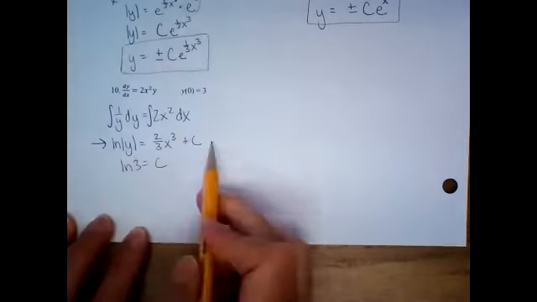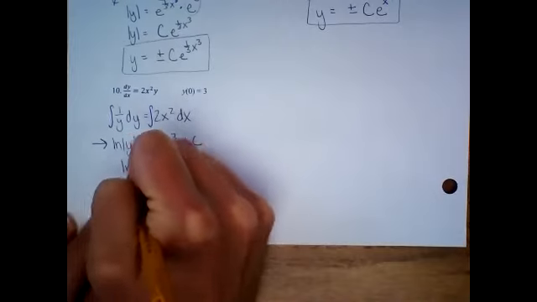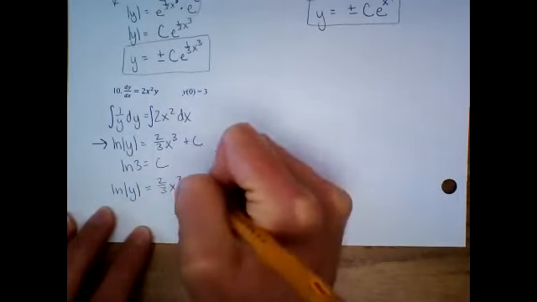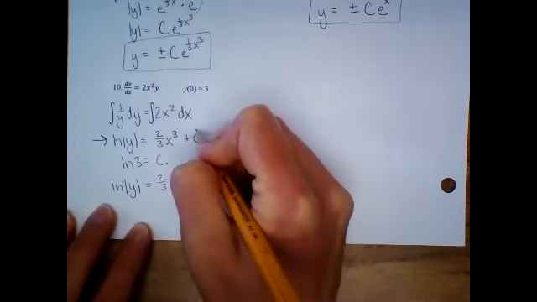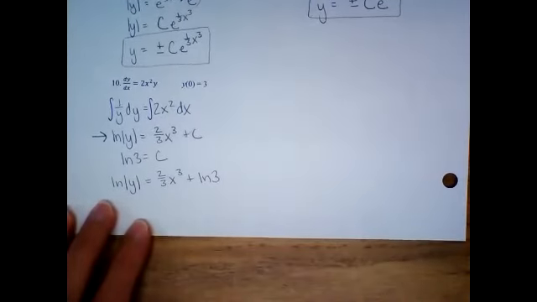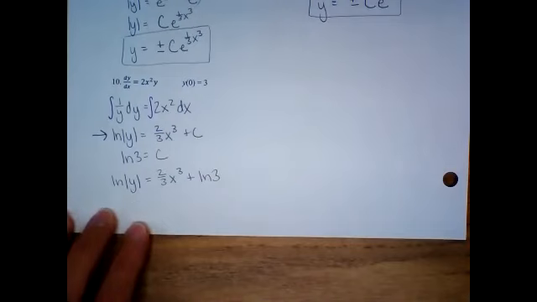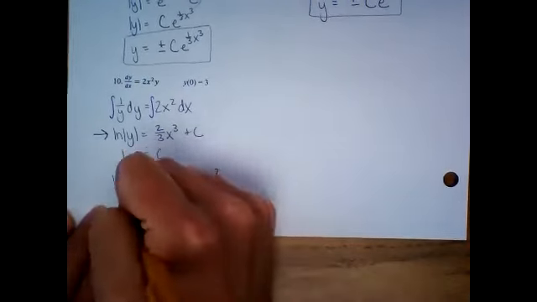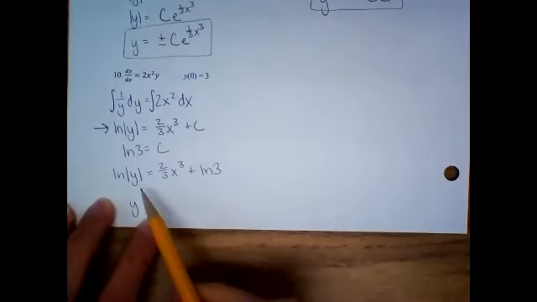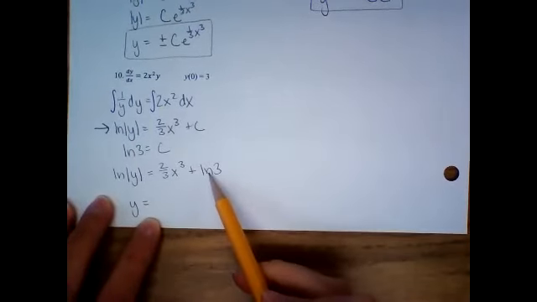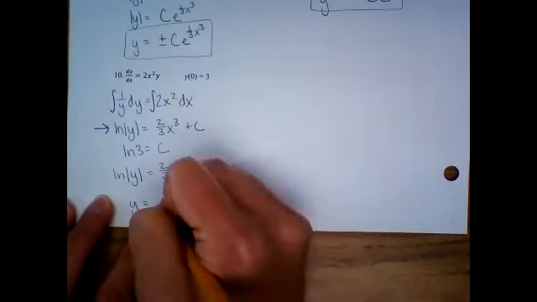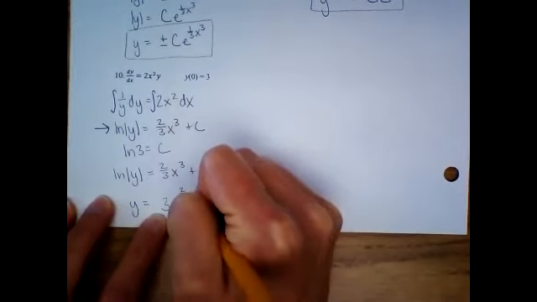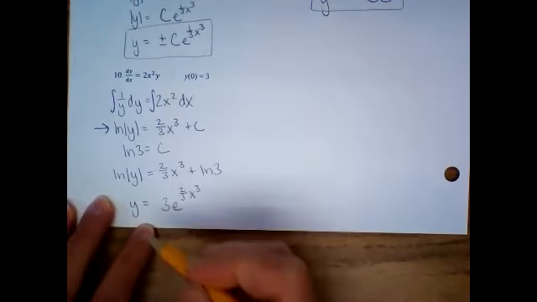So we're going to recopy this line exactly, except we're going to put ln of 3 in for our constant. So we know that that's the value of c. And then you need to get y by itself. So again, you're going to exponentiate both sides. It's e to the power of. e and ln will cancel out, so you'll just have a 3 out front. So 3e to the power 2/3 x cubed.